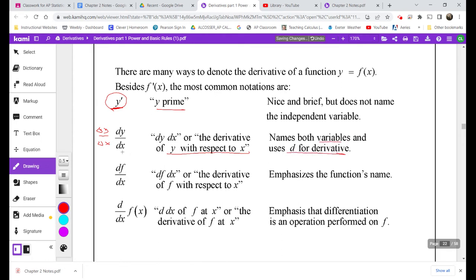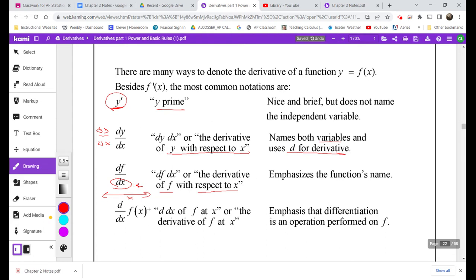Now this one here could be anything, any function. So it could be d of t, d of m. So this is d of f with respect to x. So it's the derivative of the function with respect to x. Notice how they're always with respect to x, which is always the x-axis. Your x-axis will always go on the bottom here.